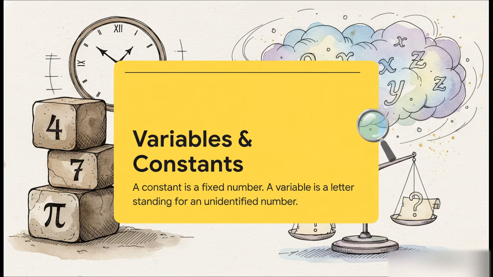In algebra, it really all comes down to fixed numbers and mysterious unknowns. A constant? Well, that's a fixed value that never changes. 4 is just always 4. 7 is always 7. But a variable, which is usually a letter like X or Y, stands for an unidentified number. It's basically a placeholder. Its value isn't fixed until we actually solve the puzzle.